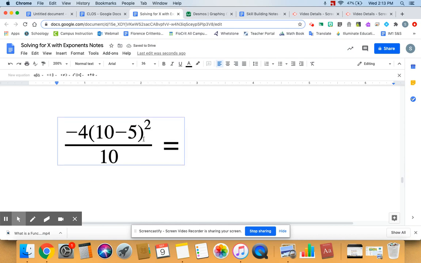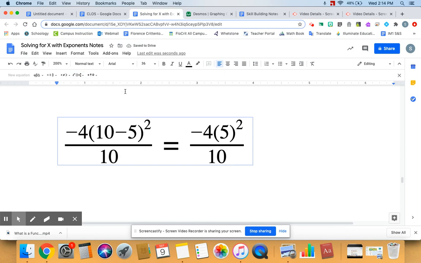So if I do this math going forward, first I start with grouping, and the bottom's already grouped, but the top's not, so I have to start with solving the top of the fraction. In the top of the fraction, I have a parentheses that I need to group first. So I still have the negative 4, but when I do the 10 minus 5 in my parentheses, I get 5. And I'm still squaring it.